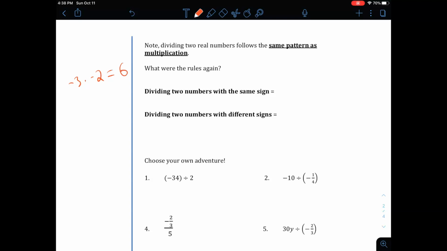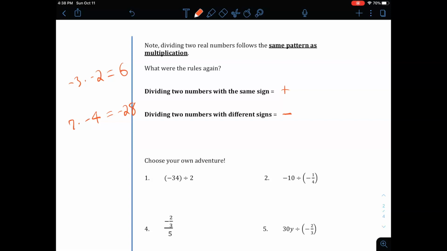So same thing over here. Dividing two numbers with the same sign, we're also going to get a positive. What about when we multiplied two numbers with different signs? If we did like 7 times negative 4, that's going to equal positive 28 or negative 28? That's negative 28. So same thing for division. They're going to end up being negative if they have different signs.